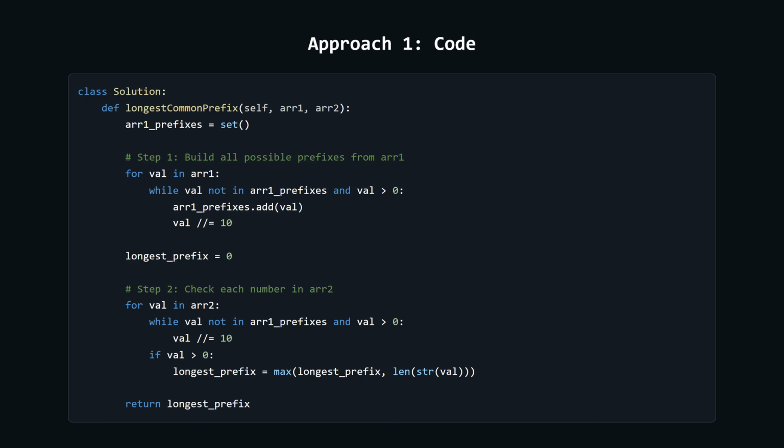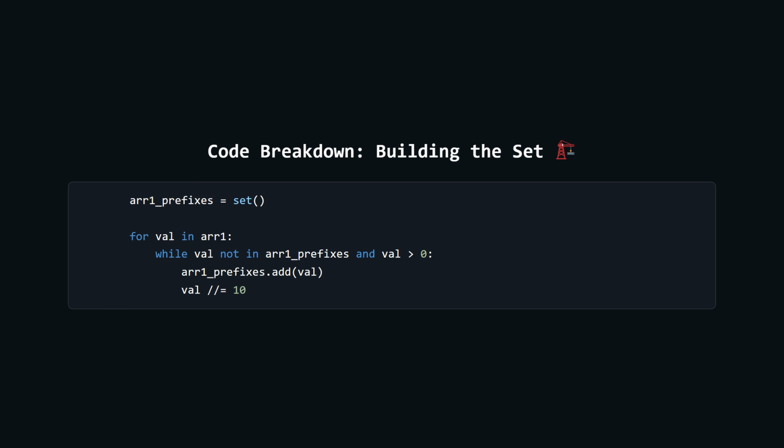Here is the full code for this hash set approach in Python. Let's break it down into bite-sized pieces. First, we create an empty set called arr1 prefixes. We loop through the first list. The while loop is clever. As long as the value isn't 0, and we haven't already added this prefix to our set, we add it, and then do a floor division by 10 to chop off the rightmost digit.